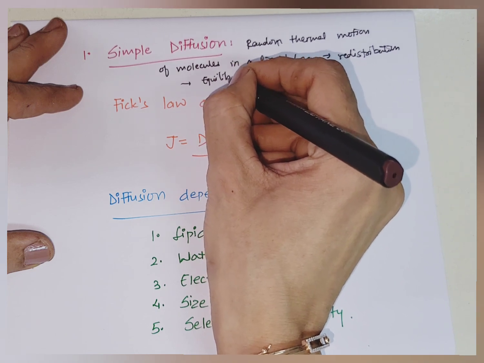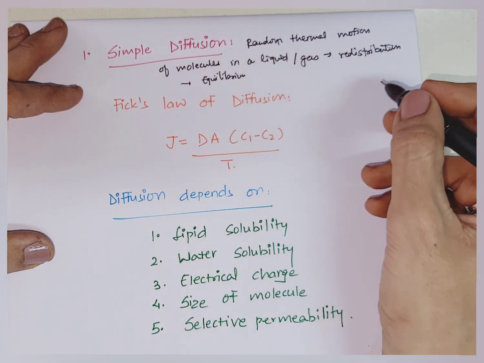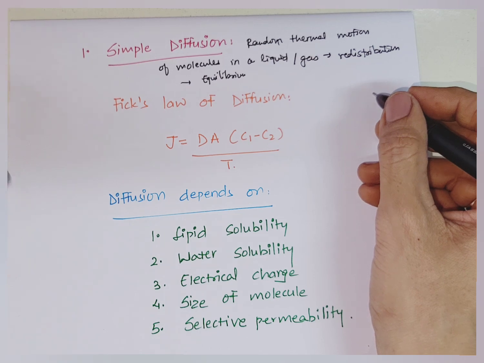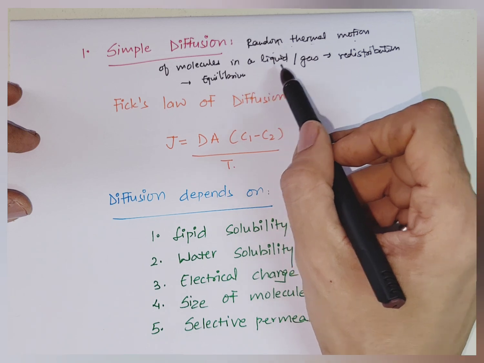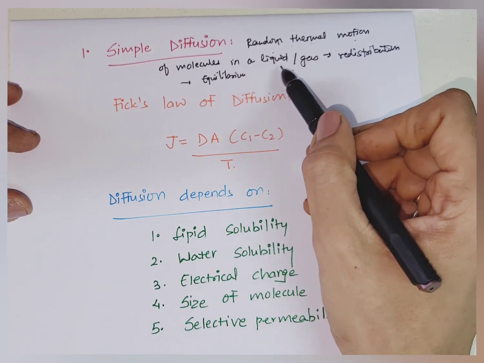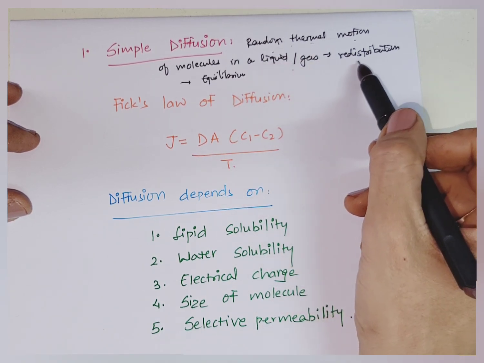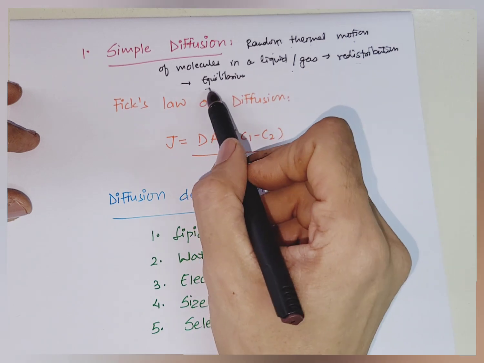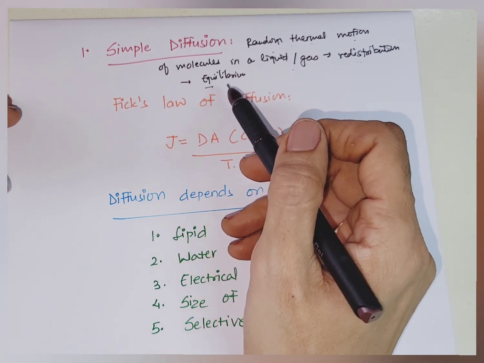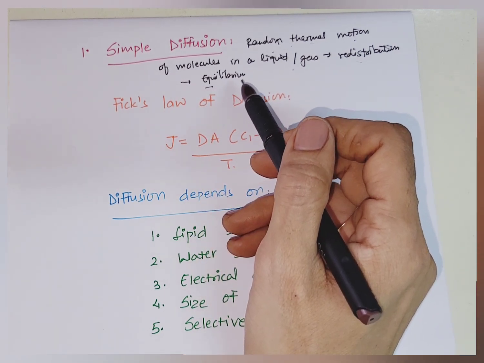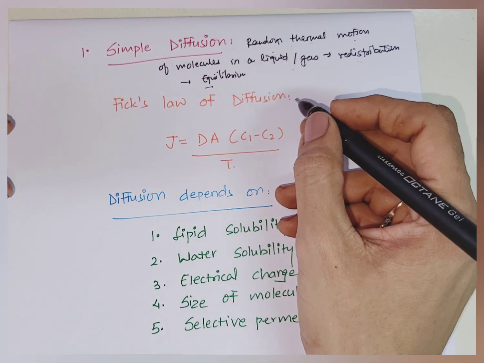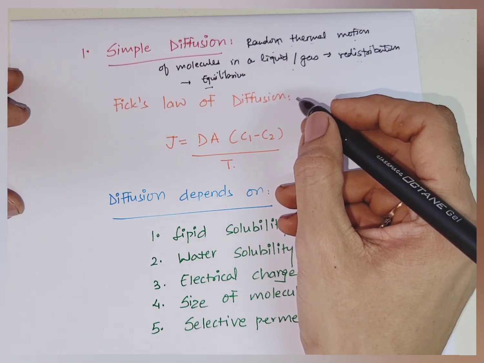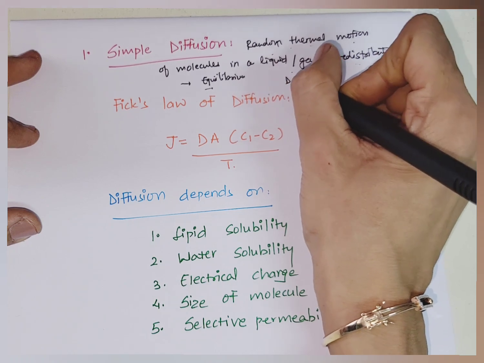For example, suppose you have a glass of water and you add either salt or sugar to it. There is random thermal motion of the molecules in a liquid or gas, leading to redistribution until the state of equilibrium, where the sugar or salt is distributed equally. The movement stops when the state of equilibrium is achieved. That is known as diffusion equilibrium.